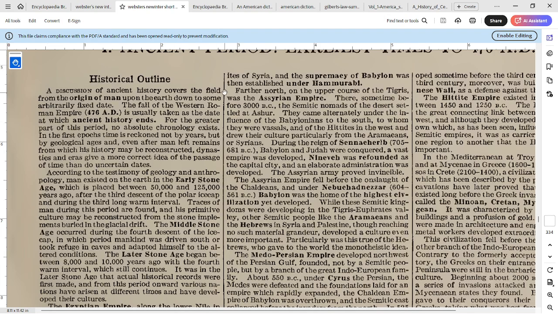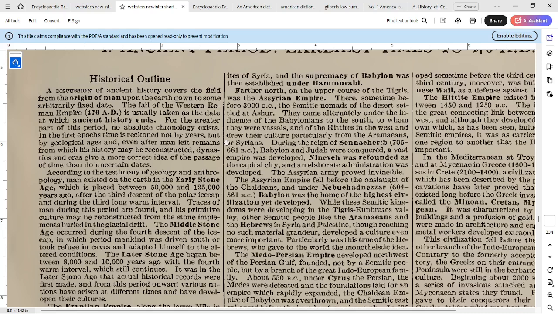So farther north, on the upper course of the Tigris, was the Assyrian Empire. There, sometime before 3000 BC, the Semitic nomads of the desert settled at Ashur. They came alternately under the influence of the Babylonians to the south, to whom they were vassals, and of the Hittites in the west, and drew their culture particularly from the Aramaeans or Syrians.